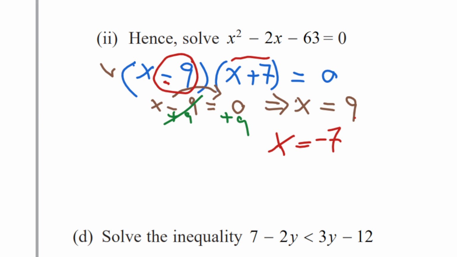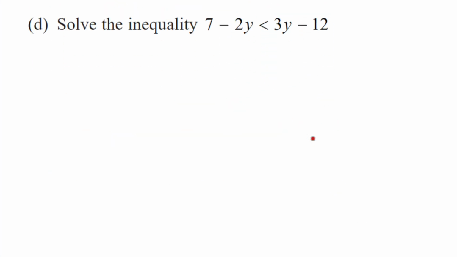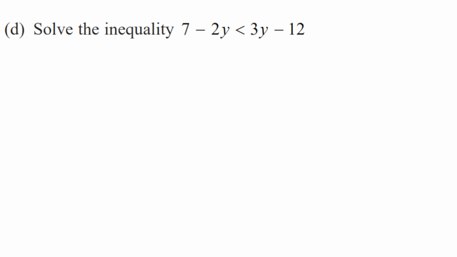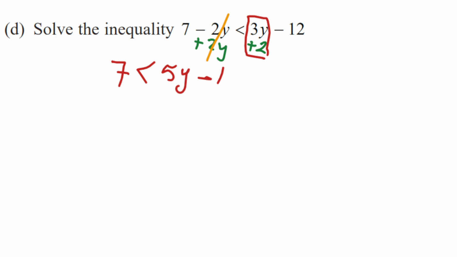And that's it. Now, the last part in this question, solve this inequality. Okay. How do we solve the inequality? We need all the letters or the variables to be in one side. What I will do, I'll do plus 2y here and plus 2y here. Why? Because I want to cancel this. So on the left side, I'll just have 7, and then I have less than. Now 3y plus 2y is 5y. 5y minus 12.